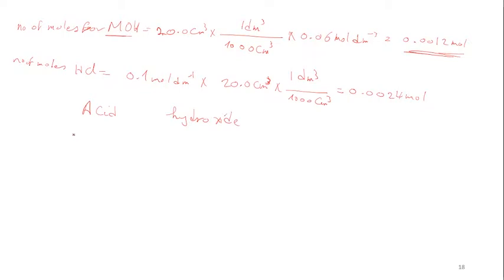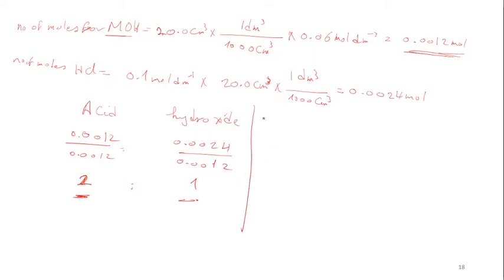So if I write the ratio of the hydroxide against the acid, I will write 0.0012 against 0.0024. If I divide here by the smallest number, 0.0012, and divide here by the same number, this will be equal to 1 and this will be equal to 2. This means the ratio between the hydroxide and the acid is 1 to 2. So each 2 moles of the acid will be consumed against 1 mole of the hydroxide.